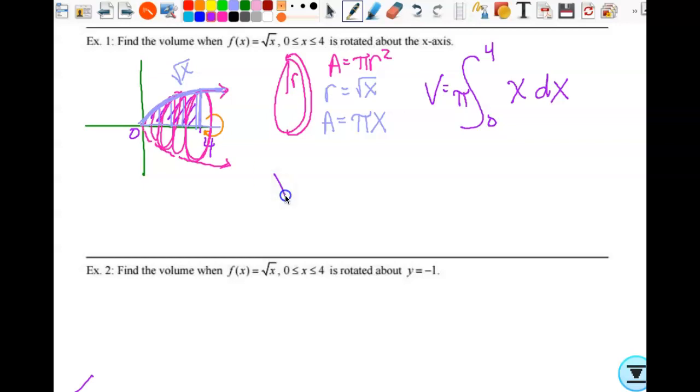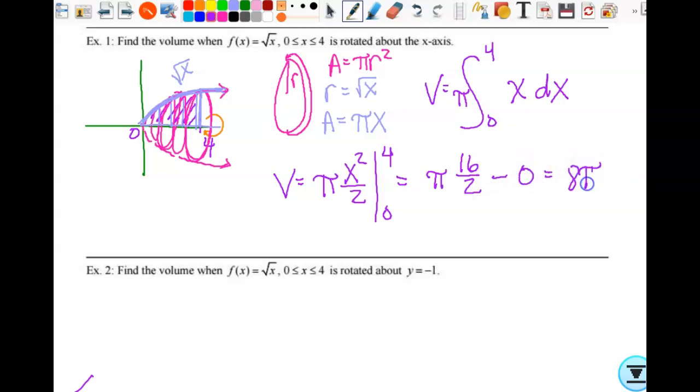So my volume is pi times, well, when I integrate x, what do I get? x squared over 2, evaluated from 0 to 4. So when I substitute in my 4, this is going to give me pi times 16 over 2 minus 0. So this is just 8 pi.